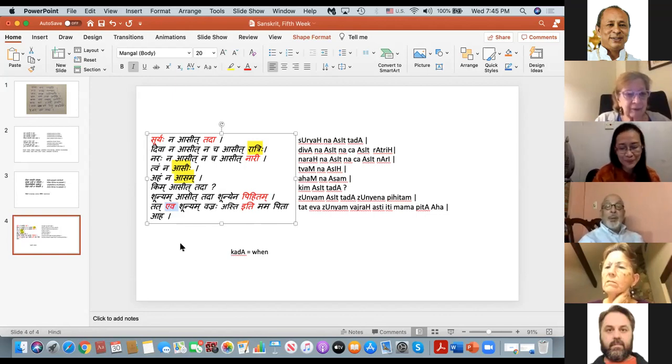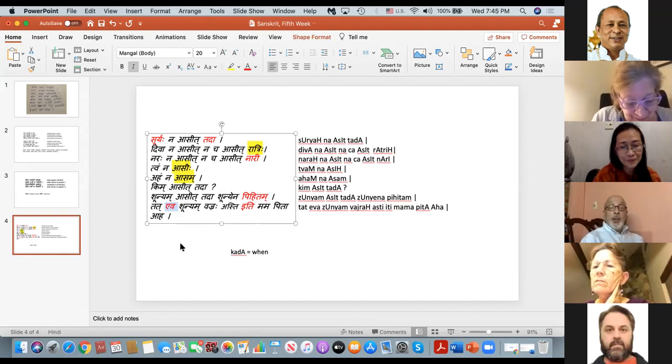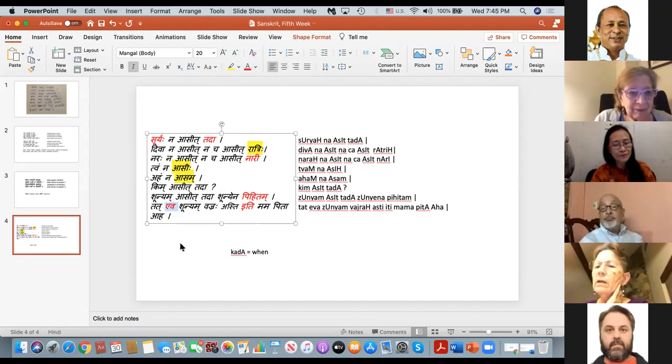Okay. So do you need any help with the words to translate that whole passage? This is something that I heard from my father. I translated it into Sanskrit.